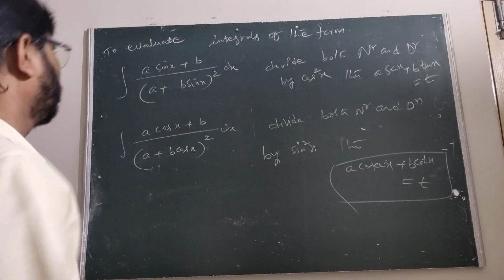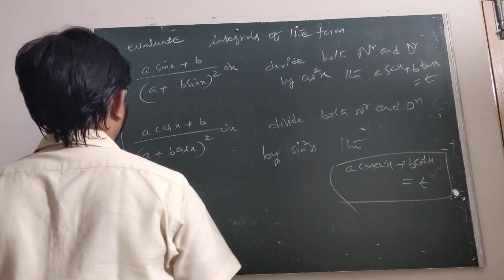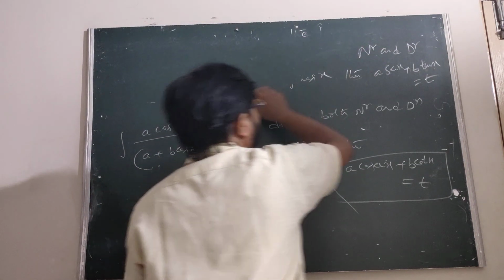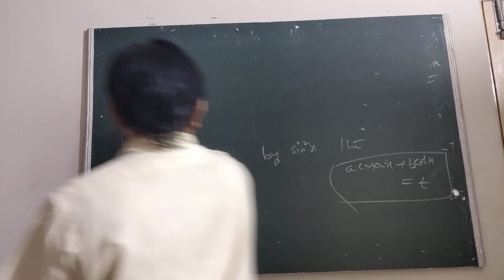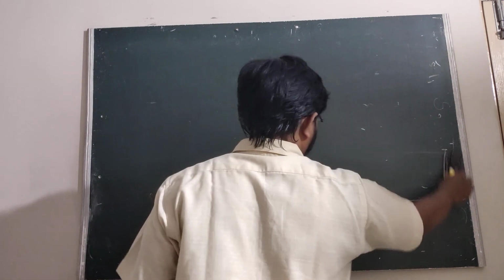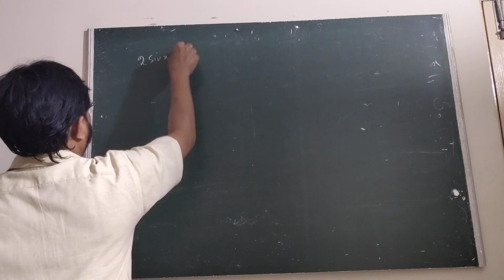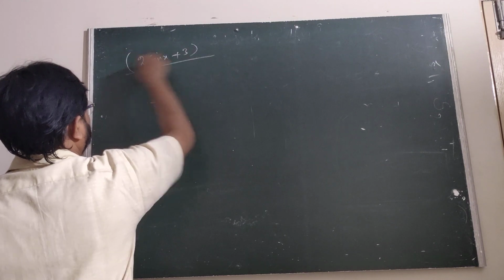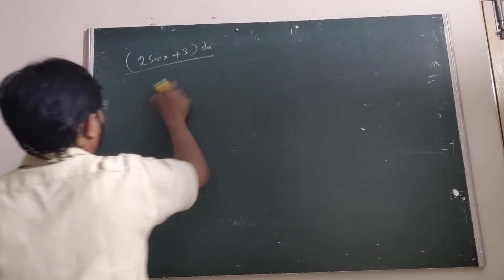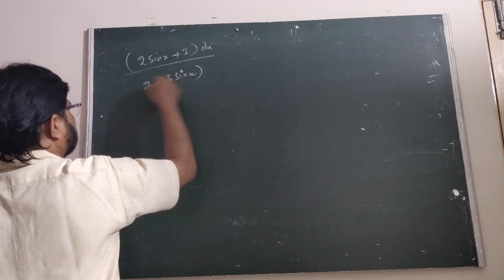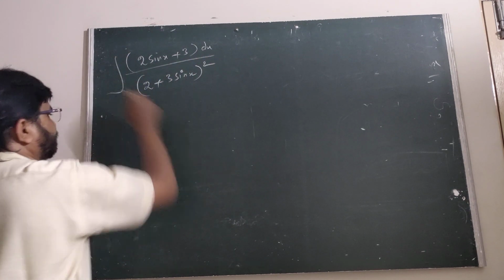So I will take one example. Suppose (2 sin x plus 3) into dx upon (2 plus 3 sin x) whole square.